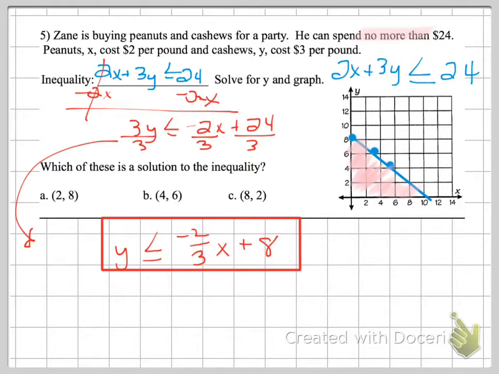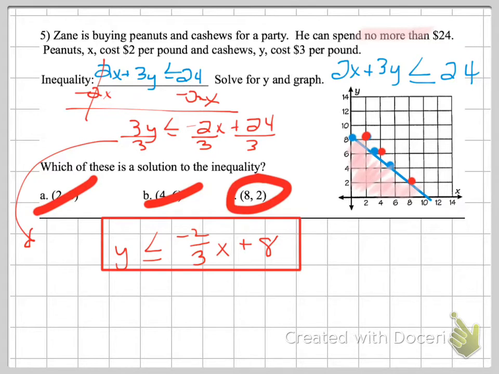So then finally, to answer the question, it says which of these is a solution to the inequality? So all I got to do is plot those points. 2, 8, so go over 2 and up to 8. Is that a solution? No, it's outside and not on the line, so that's definitely not a solution. What about 4, 6? Go over 4, up to 6. Nope, that one's also outside. So finally, let's go to 8 and 2. And you can see the 8 and 2 is right on the line. So that is a solution.